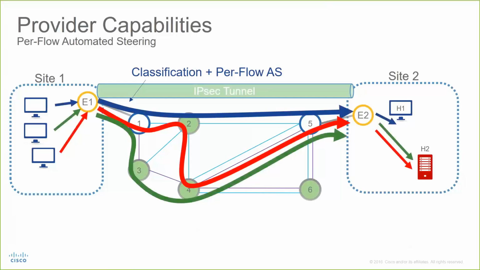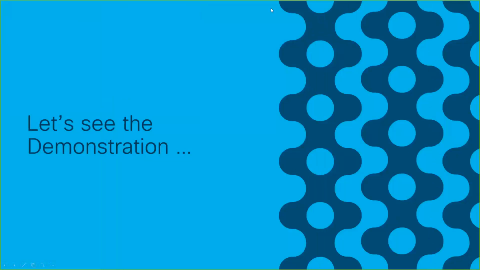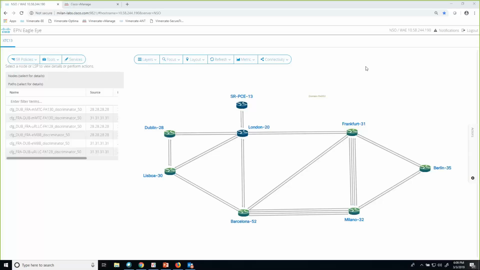We end up with one service and multiple transport SLAs. Let's now move on to the demonstration. In this screen, we have an SRTE user interface that basically displays the same topology I was showing you earlier in the slides. There are a number of routers that have different color icons.